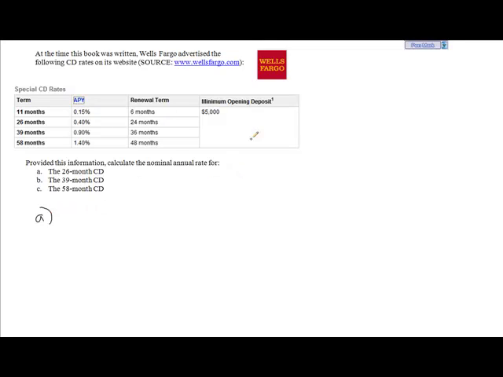Now we know that, off to the side here, I'll write APY is equal to (1 plus i) to the n power minus 1. And now since these are all going to be compounded monthly, we want to modify this formula so that it reads APY equals (1 plus i) to the 12th power minus 1. Okay, well, for the 26-month CD, that's offering an APY of 0.40%. So 0.40% would be 0.004.